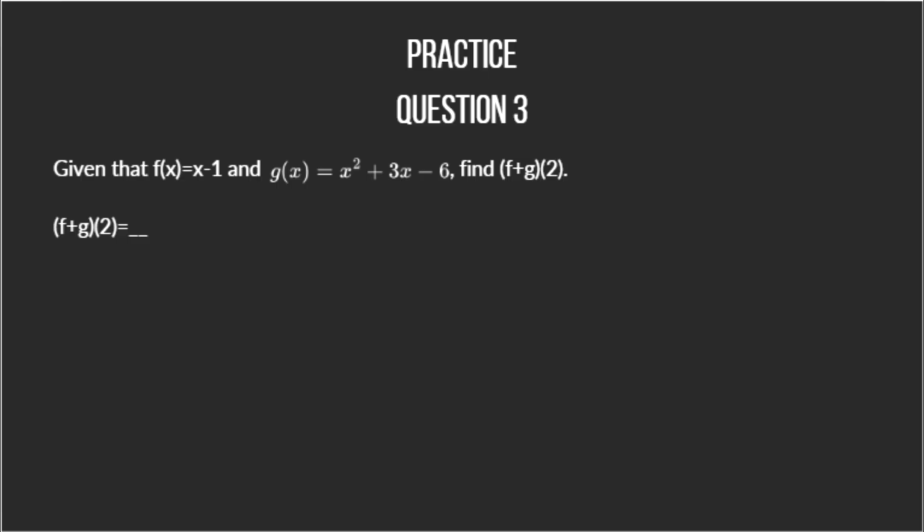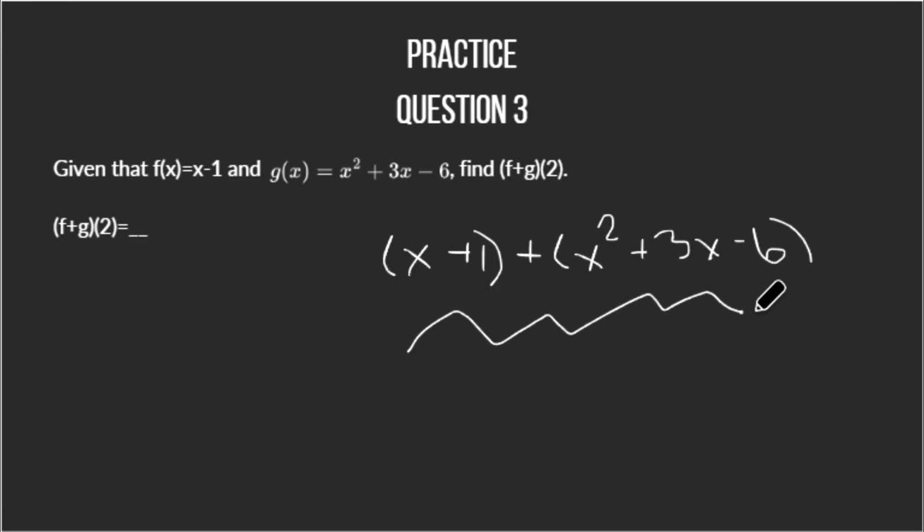Here's a practice question, end of the lesson. Given that f of x equals x plus 1 and g of x equals x squared plus 3x minus 6, find f times g of 2. So this is a two-step problem. First, you have to take your f of x, which is x plus 1, and multiply it by g of x, which is x squared plus 3x minus 6. This is going to give you a new formula. Then you have to take that new formula and plug 2 in for every x value and solve. That will give you your answer.